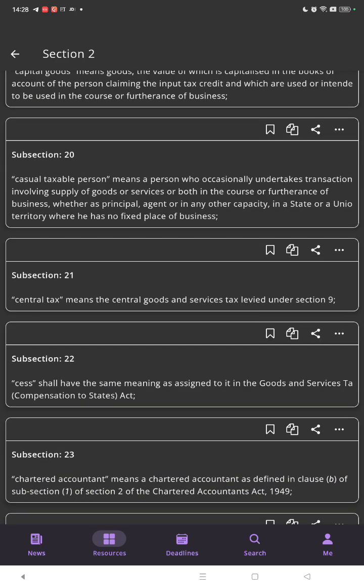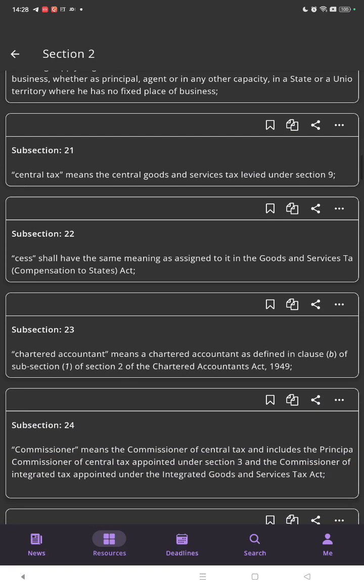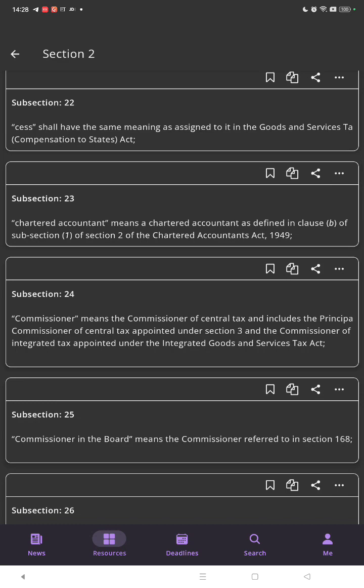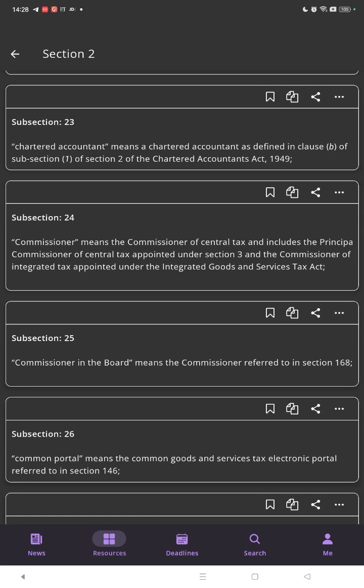Subsection 21. Central tax means the goods and services tax levied under section 9. Subsection 22. Cess shall have the same meaning as assigned to it in the Goods and Services Tax (Compensation to States) Act. Subsection 23. Chartered accountant means a chartered accountant as defined in clause B of subsection 1 of section 2 of the Chartered Accountants Act 1949. Subsection 24. Commissioner means the commissioner of central tax and includes the principal commissioner of central tax appointed under section 3 and the commissioner of integrated tax appointed under the Integrated Goods and Services Tax Act.